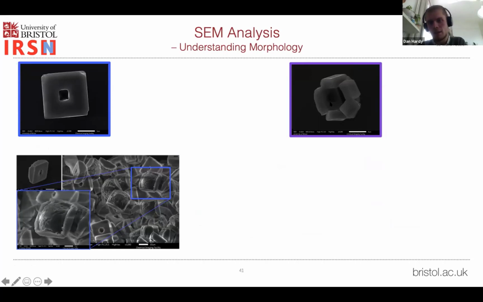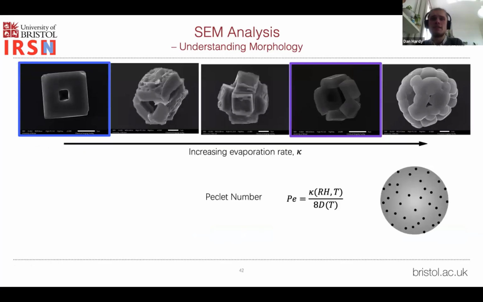And then here's a multi-crystal particle from a faster drying event. So we can fit these into an understanding of particle morphologies as a function of drying rate or evaporation rate.